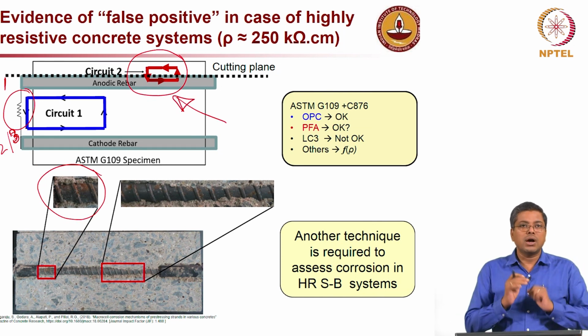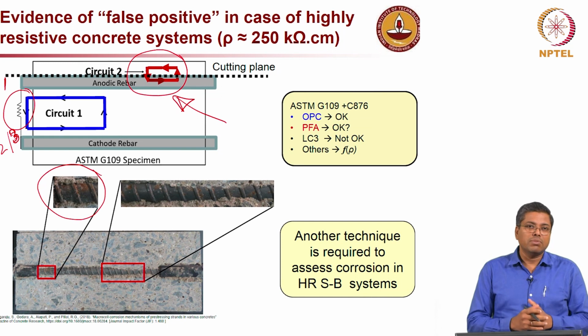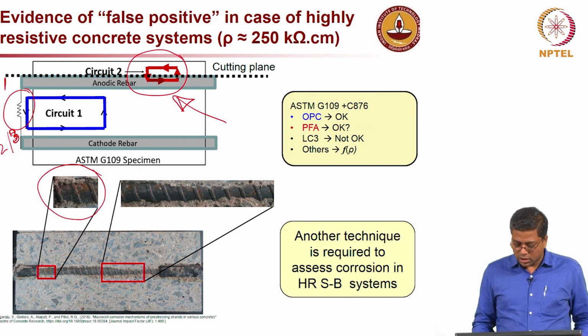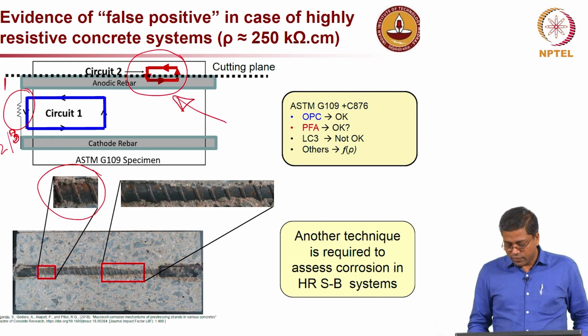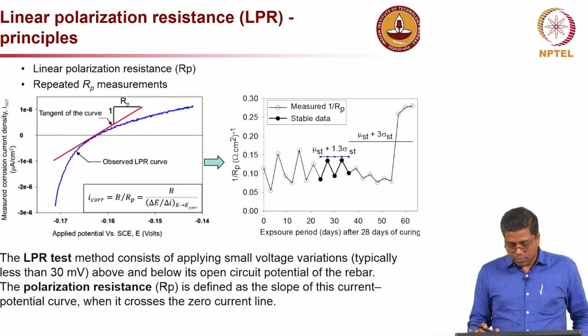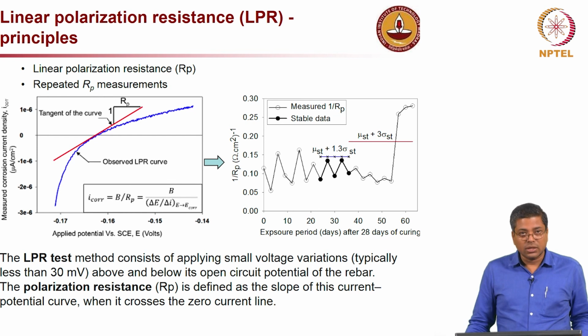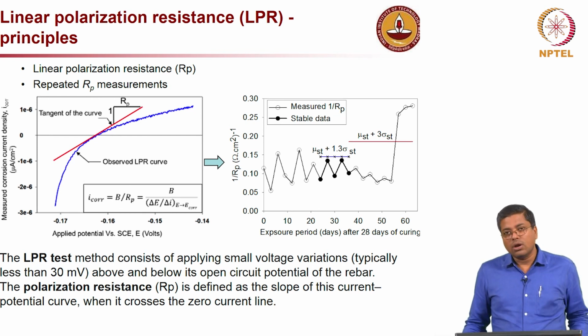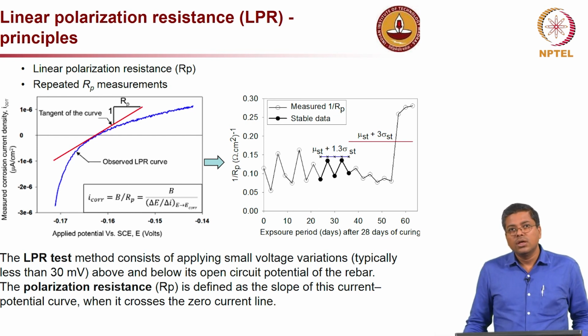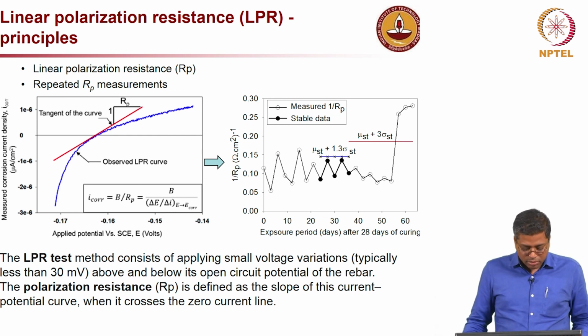So, one rebar is enough to determine or to study the corrosion performance of the concrete system. So, how can we develop a test method? There are other techniques available which can provide instantaneous corrosion rate, or basically a linear polarization resistance test can be done.